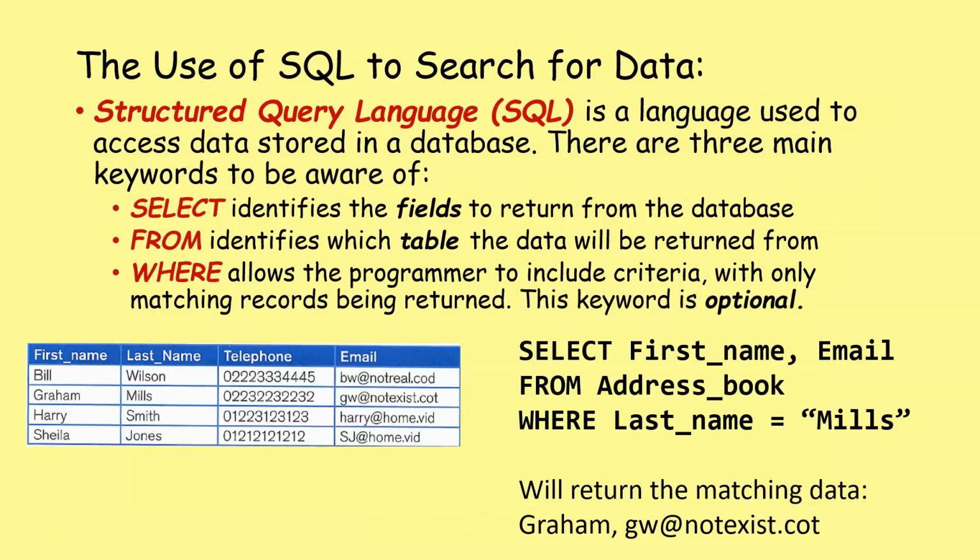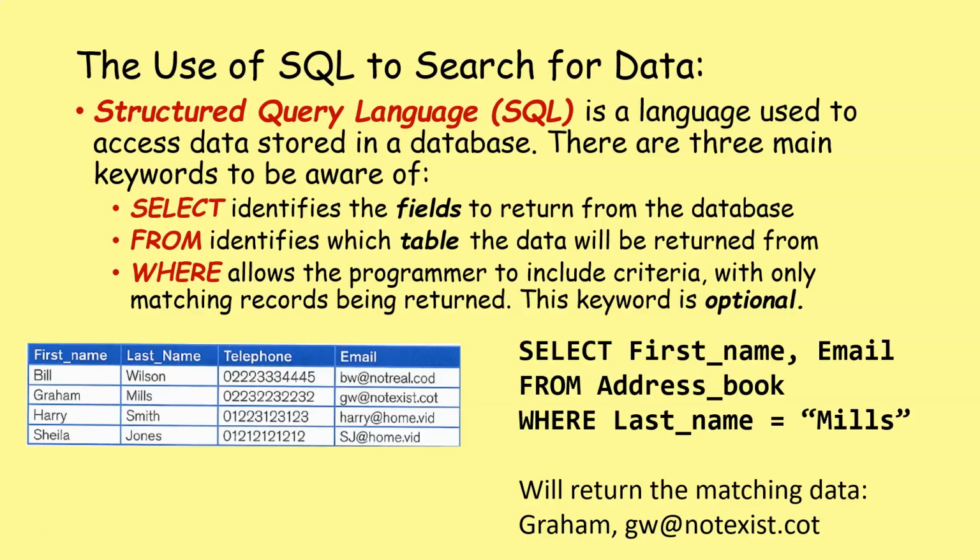SQL, or Structured Query Language, is a database language used to access data stored in a database. There are 3 main keywords that you need to be aware of for the GCSE syllabus. Select, from, where. Select identifies the fields to return from the database. Basically the columns. From identifies which table the data will be returned from. And where allows the programmer to include search criteria with only the matching records being returned.